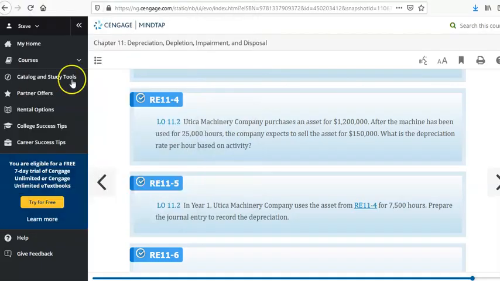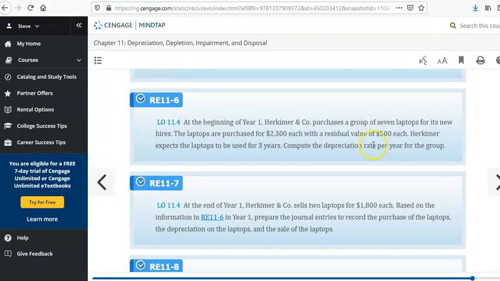Okay, take a look at 11-6 right here. At the beginning of year 1, Herkimer and Company purchased a group of 7 laptops for its new hires. The laptops are purchased for $2,300 each with a residual of $500 each. Herkimer expects the laptops to be used for 3 years. Compute depreciation for the group.